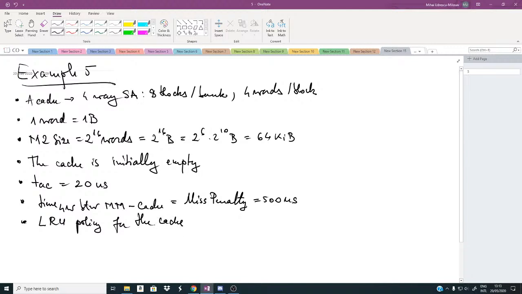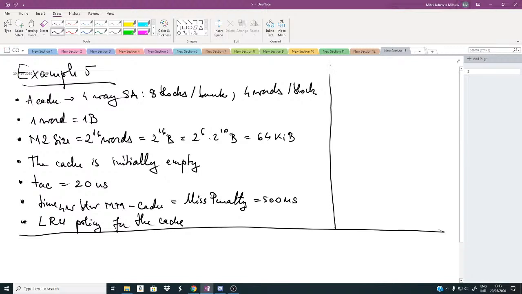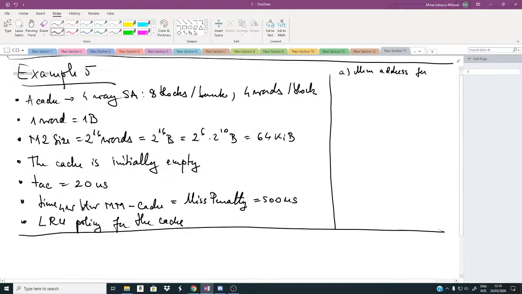And we are asked to, A, present the memory address format of this cache. That's point A. B, compute the hit ratio.